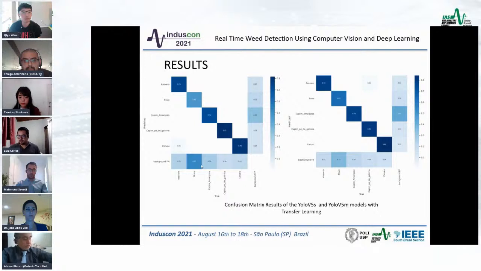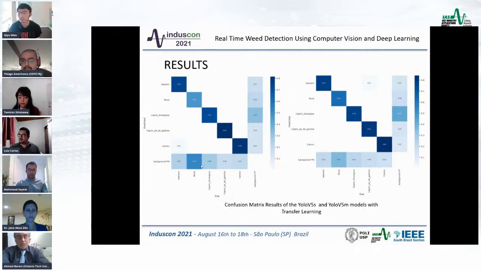In the confusion matrix, this is more perceptible. For example, even the YOLO V5S, which achieved poor results without transfer learning, now presents results, except for BUVA, all above the 0.7 mark. So it's a neural network that could be applicable for real applications in the field. The YOLO V5M presented strong results too.